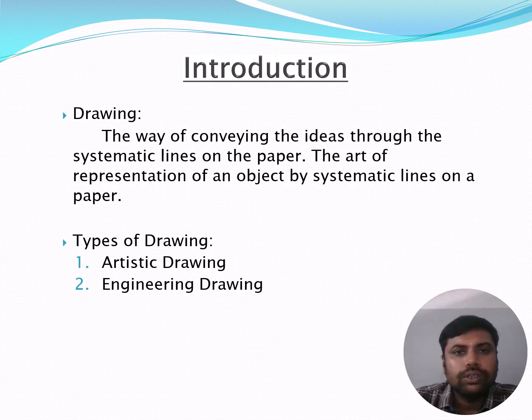Initially, we need to know something about the drawing. Drawing is the way of conveying ideas through systematic lines. That means the drawing can be an artistic drawing, where the artist draws by his own dimension, own realities. That is about the view and the point of view of the artist. That is called artistic drawing.